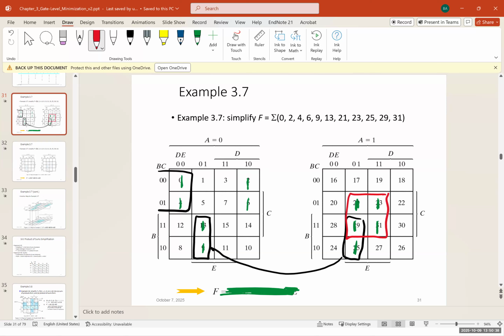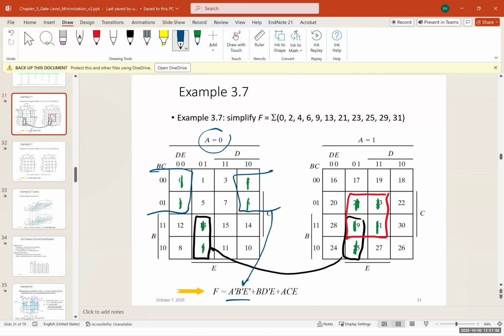Let me draw this one with a different color so it won't confuse you. So the blue one is set, the red one is one, the black one is in another one. So for the blue one, we would have A prime, and it's going to be equal to B prime, E prime. So A prime, B prime, E prime are the blue ones.